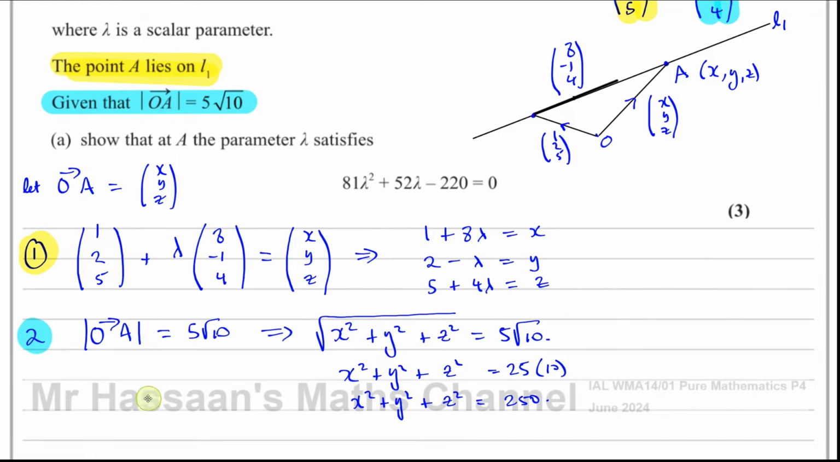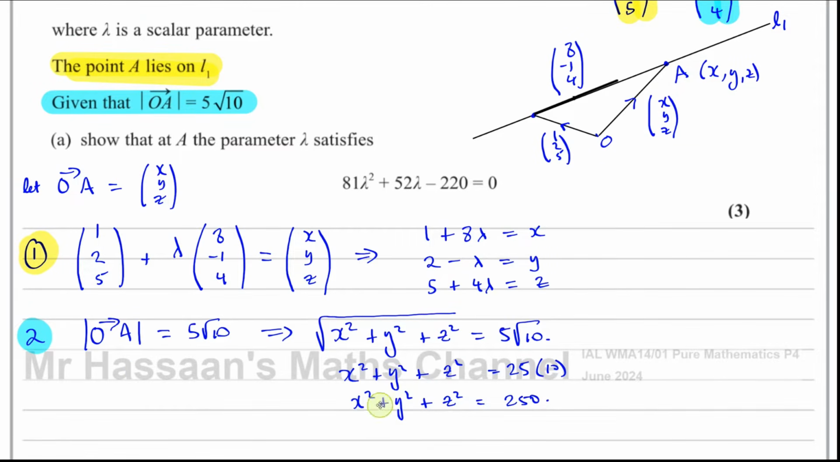So now we have another bit of information. So we have this, and we have this. These two things will help us. If I combine them together, it will give us this, because I can replace the x with 1 plus 8 lambda, the y with 2 minus lambda, and the z with 5 plus 4 lambda.